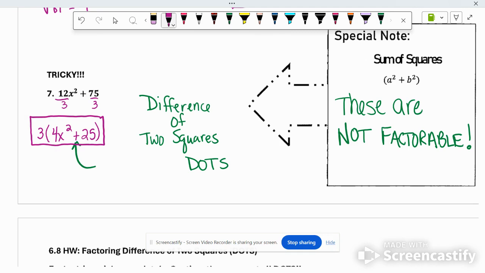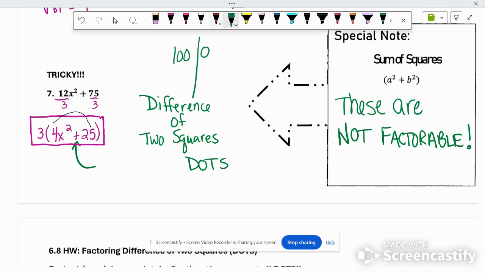There are no two numbers that you can multiply together to get, let's just try the AC method, product A times C. 4 times 25 is 100. The B term, the X term, is 0. Are there two numbers that you can multiply together to get 100 that when you add them, you get 0? No, there aren't. You need a positive and a negative, right? That's why that doesn't work. So you cannot factor the sum of squares.